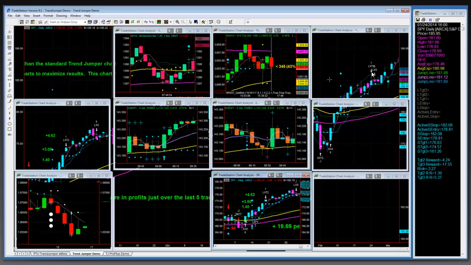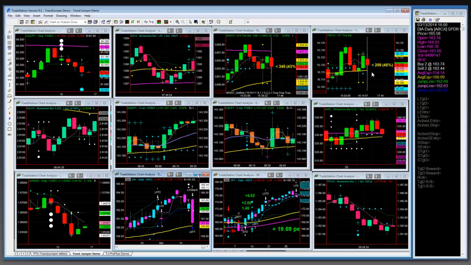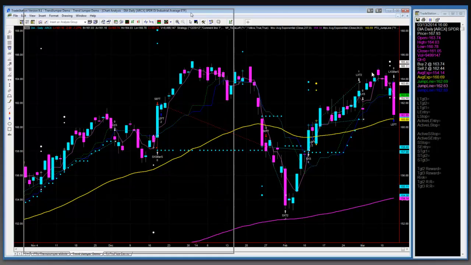And there's a lot of new amazing features. I think what I'm going to do, usually I show you a lot more of the basic trend jumper, but what I want to show you are some of the new pro tools. This is just one more ETF. This is the Dow ETF.